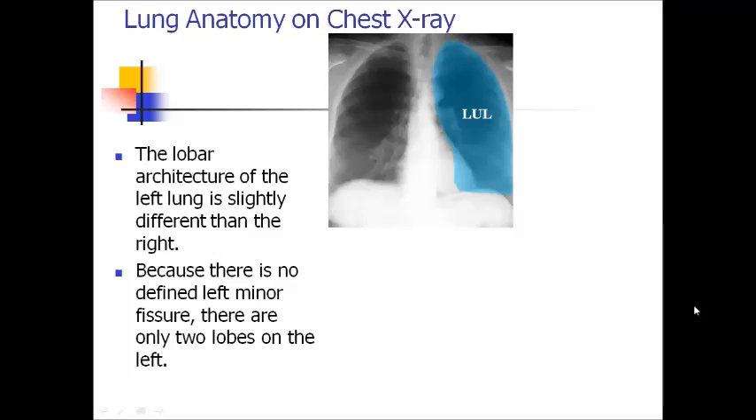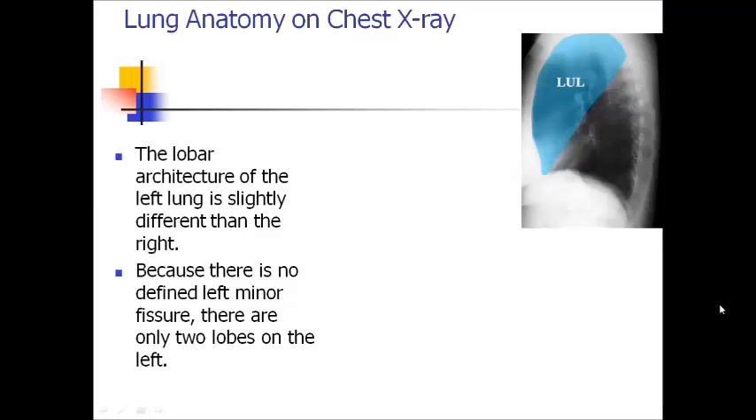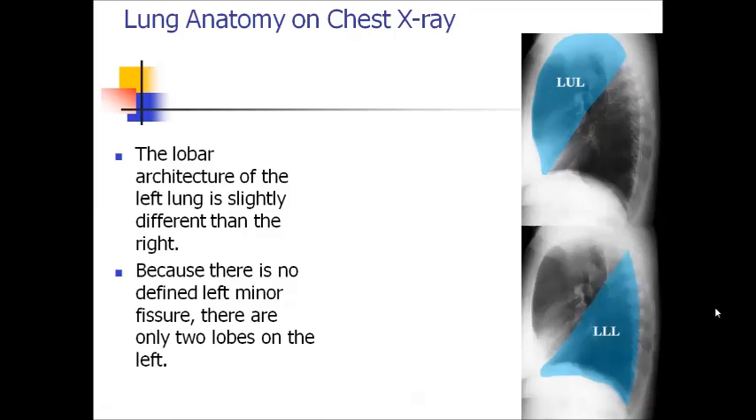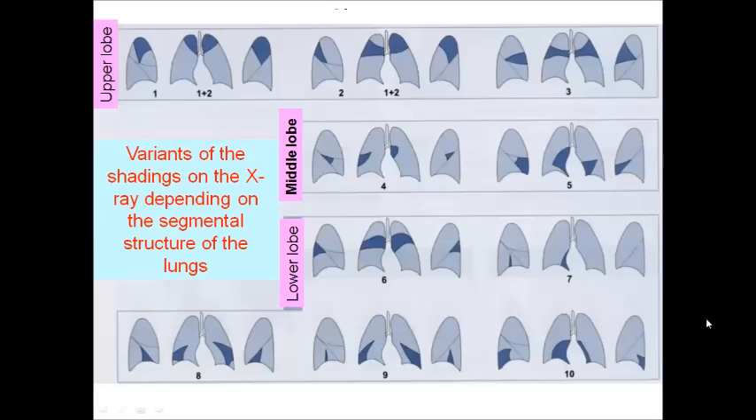The lobar architecture of the left lung is slightly different than the right, because there is no defined left minor fissure. There are only 2 lobes on the left, upper and lower lobes. On lateral films, left upper lobe and left lower lobes, and then we continue with the segmental structure of lungs.